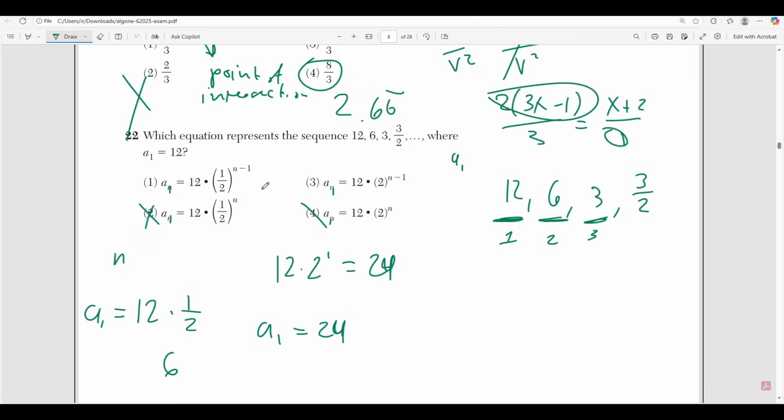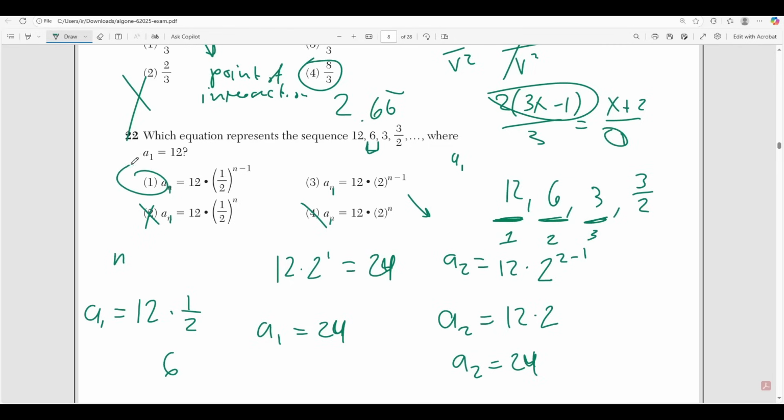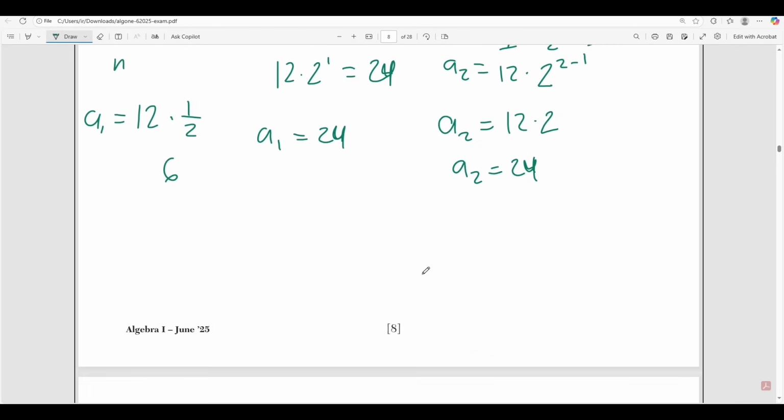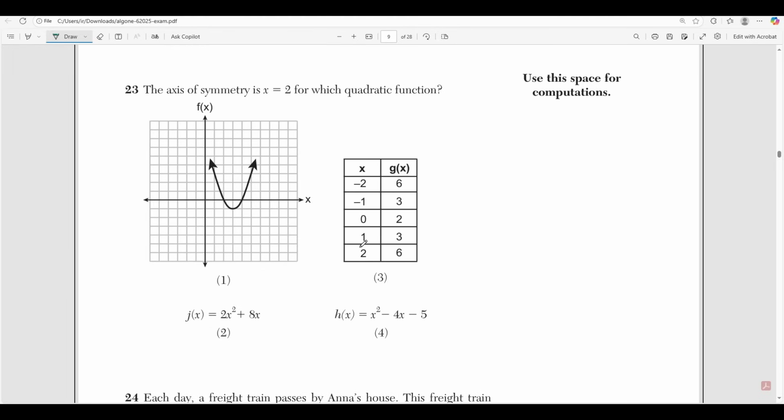So now let's look at what happens when I plug in a of 2. If I plug a of 2 into choice 3, I'm left with 12 times 2 to the power of 2 minus 1, which is 12 times 2 to the power of 1, which is just 2. So a of 2 is equal to 24. a of 2 should actually equal 6, which is why choice 1 is the correct answer, okay? If you had plugged it into choice 1 first, you would have seen that it fulfills all of the values here.